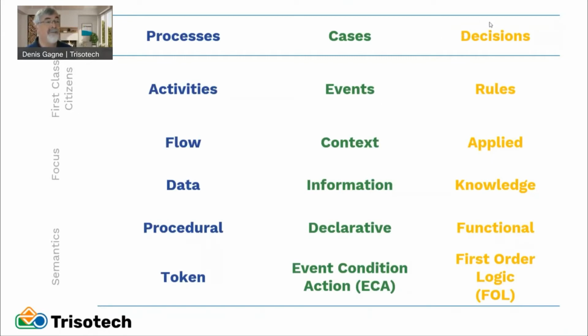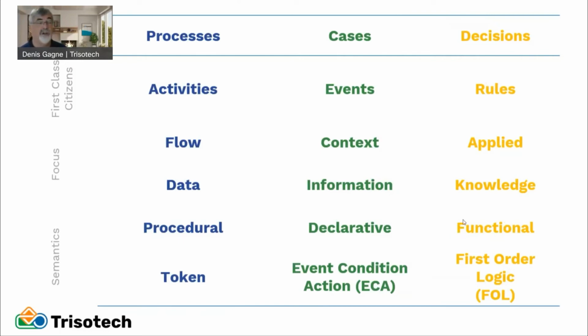And then when we move to DMN for decisions, in DMN, the first class citizens are the rules. And these rules are expressed in many different ways, the rows within a decision table or the rules within literal or box expressions. And in this context, these rules are applied. So when we have information that is applied, we're dealing with knowledge. So DMN is more about knowledge, and its main semantic structure or architectural pattern is functional. So it is a functional language. And the execution semantic is based on first order logic.